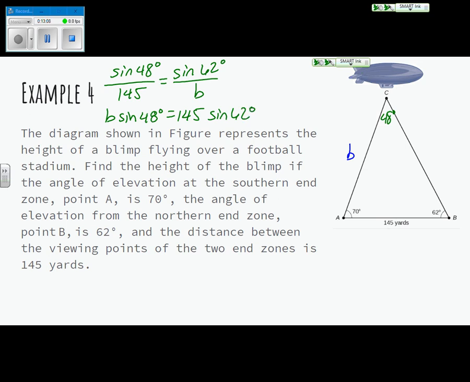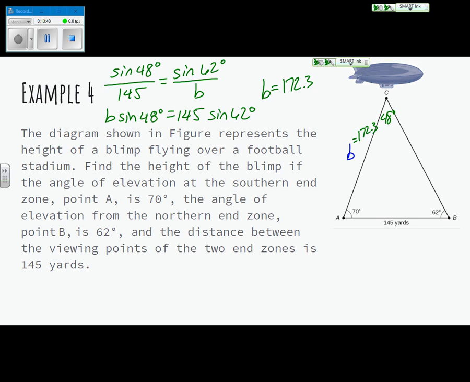From here, I am going to divide both sides by sine of 48 degrees. So I get 145 times sine of 62 divided by sine of 48. That's 172, well, let's do one decimal place again, 172.3. And that's yards. So that is how far it is from that end zone up to the blimp, that diagonal distance.